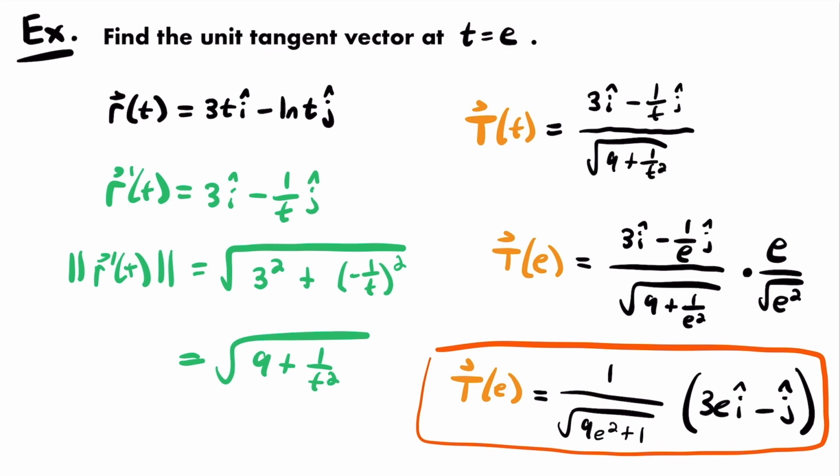In fact, I would highly recommend that you do not multiply 1 divided by the magnitude into the vector. Trust me, it will make working with these unit tangent vectors a whole lot nicer. Okay, but with that, that is it for this example. And so let's take a look at one more example for this video.